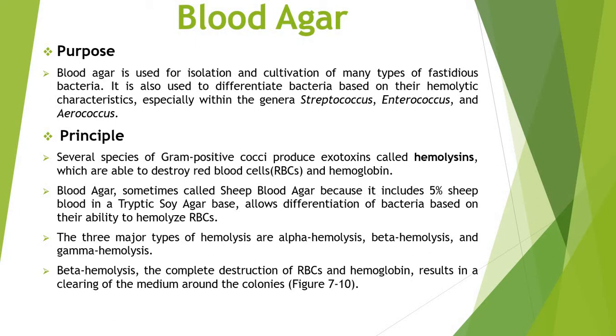Blood agar, sometimes called sheep blood agar because it includes 5% sheep blood in tryptic soy agar base, allows the differentiation of bacteria based on their ability to hemolyze RBCs. There are three major types of hemolysis: alpha hemolysis, beta hemolysis and gamma hemolysis. Beta hemolysis: the complete destruction of RBCs and hemoglobin result in clearing of the medium around the colonies.